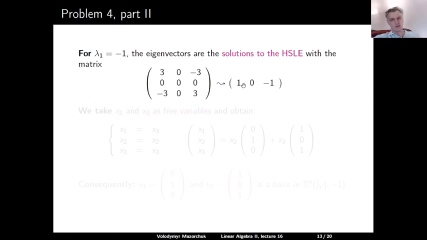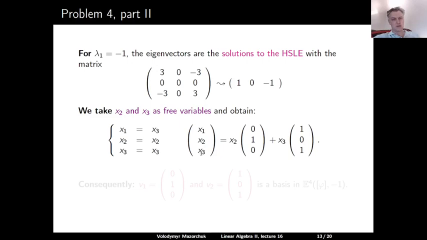This is a row echelon matrix with the leading element 1 in the first column. So we can take x2 and x3 as the free variables and obtain from this matrix the equation x1 is equal to x3 and the two trivial equations x2 is equal to x2 and x3 is equal to x3 for the free variables. In the vector form, we get x1, x2, x3 is equal to x2 times the coefficient vector 0, 1, 0 plus x3 times the coefficient vector 1, 0, 1. Consequently, the vectors v1, which is 0, 1, 0, and v2, which is 1, 0, 1, form a basis in the eigenspace for our matrix with eigenvalue minus 1.